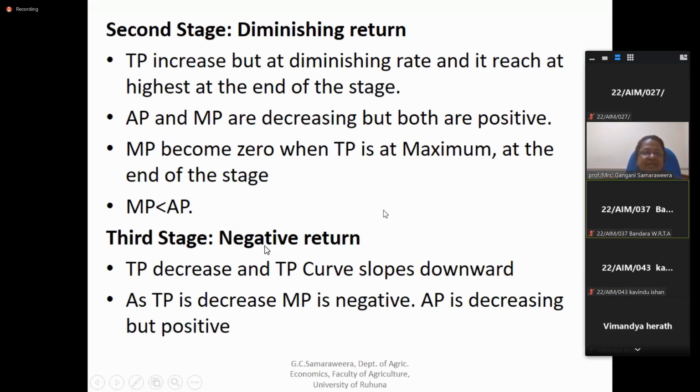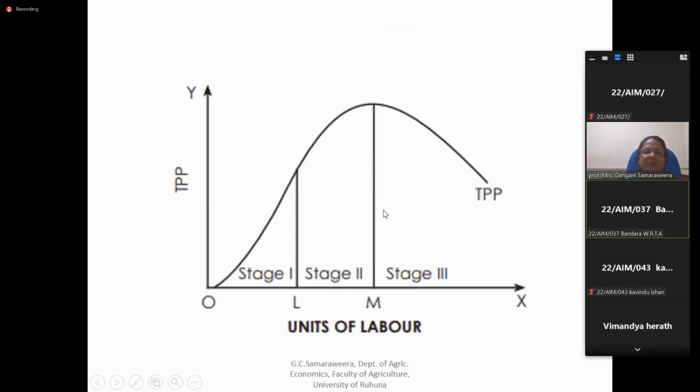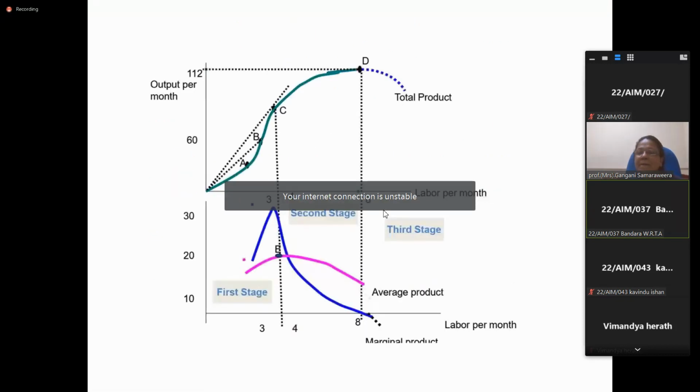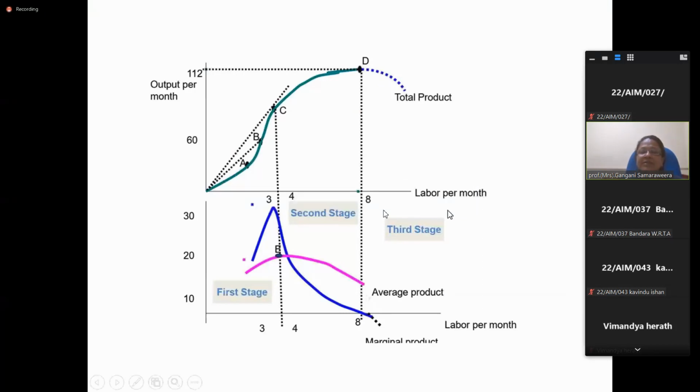In the third stage, negative return, total product decreases, marginal product is negative, average product is decreasing. Madam, excuse me, madam, can you explain it with the second stage? Yes, we'll see.